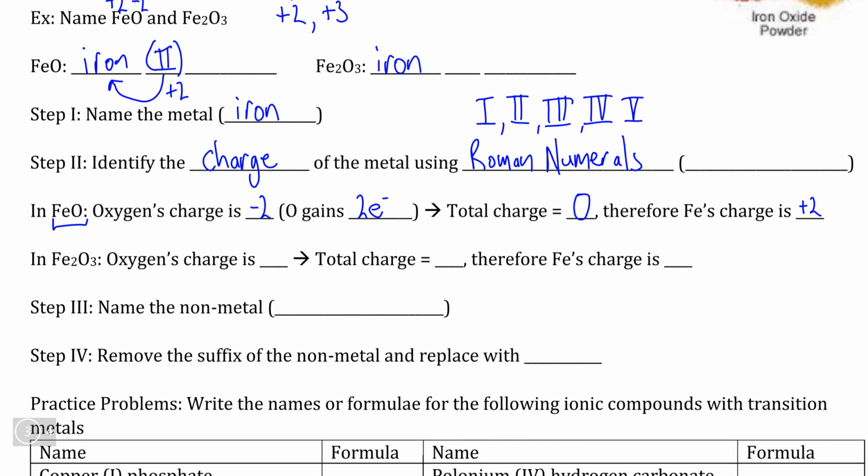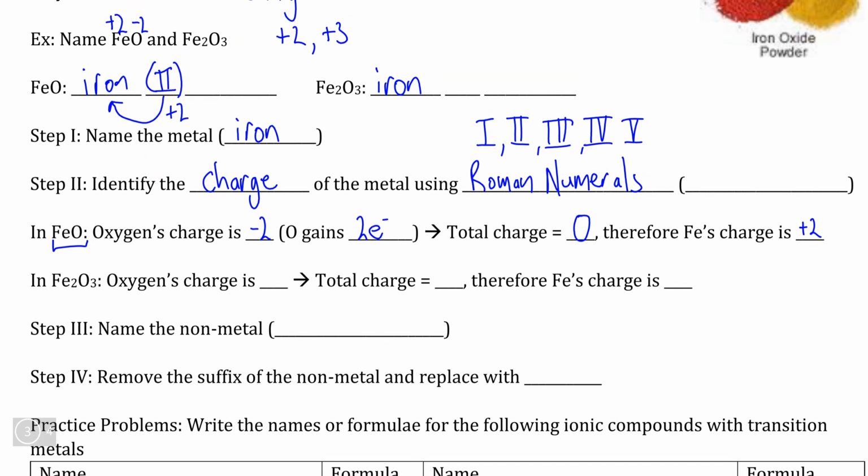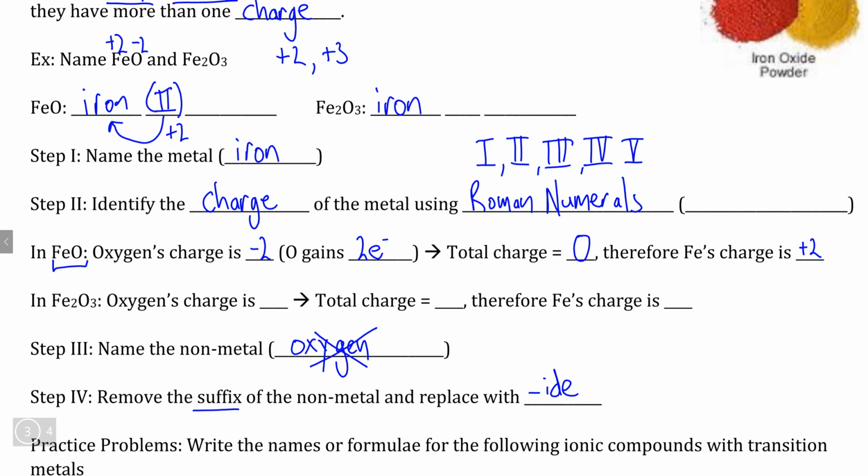And the rest of the naming convention works exactly the same way. So we name the nonmetal, which happens to be oxygen, chemical symbol O, but we need to remove the suffix of oxygen, which means we get rid of the -gen and replace it with the suffix IDE. So FeO would be considered iron, Roman numeral 2, oxide, again with the Roman numeral 2 indicating that iron has a charge of positive 2.